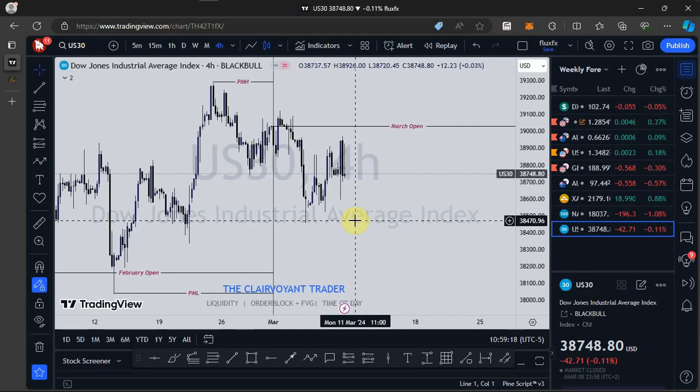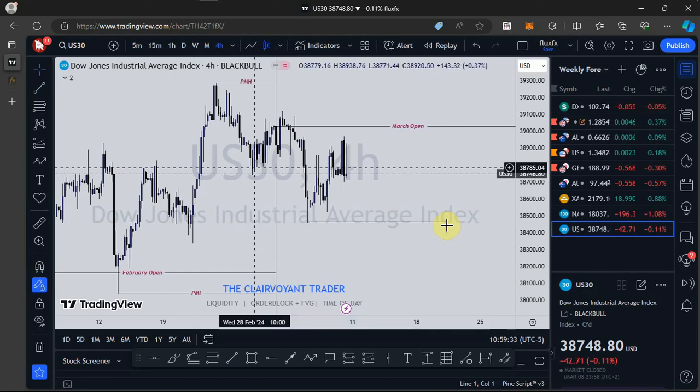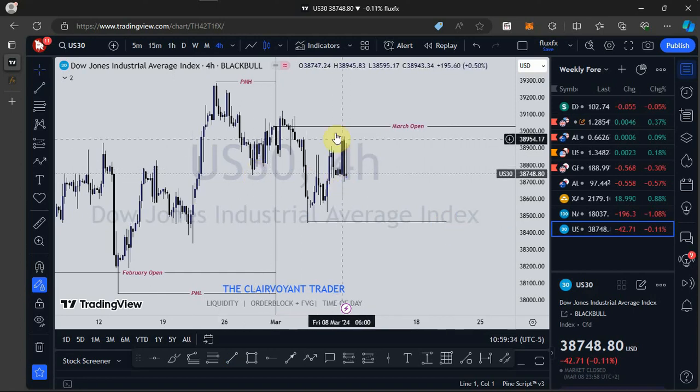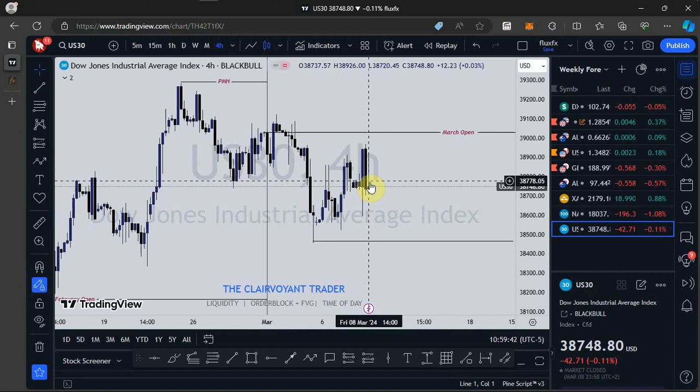The 4-hour time frame doesn't look bullish for me at the moment, because price took out this low right here and closed. Just look at how price reacted. Once we took out this low, we saw price running up, then the current candle has given us a rejection.